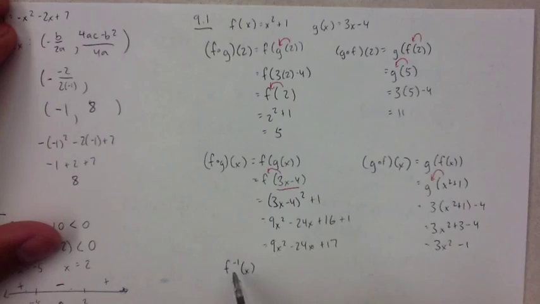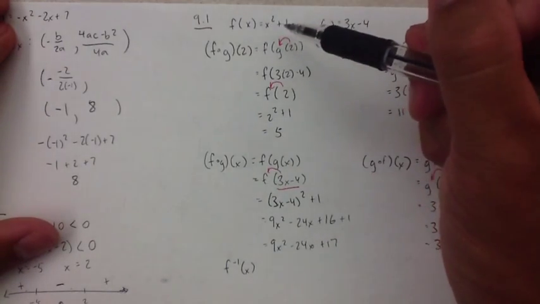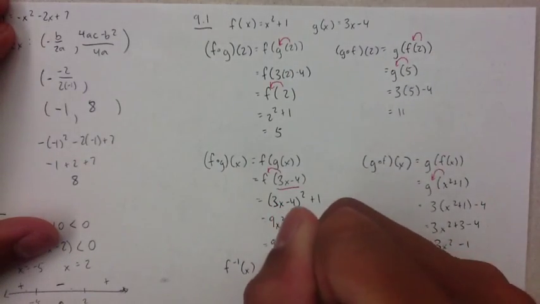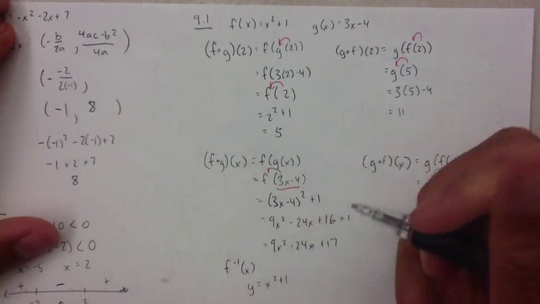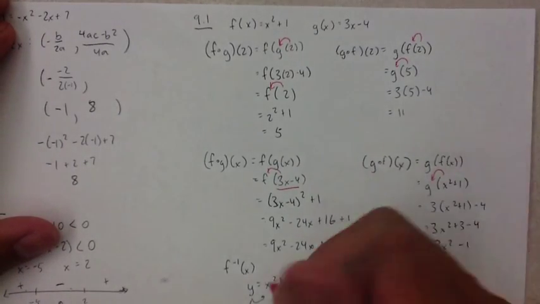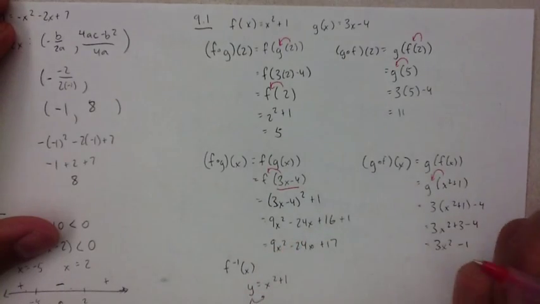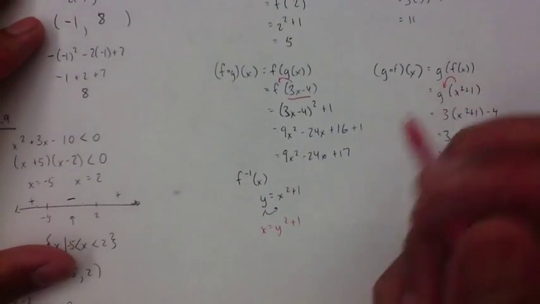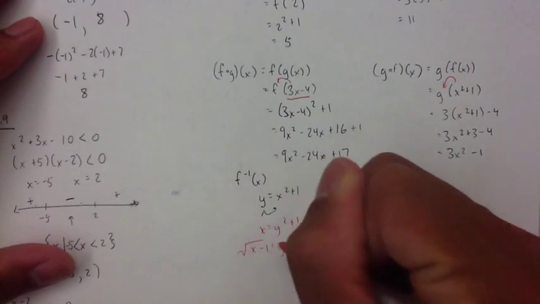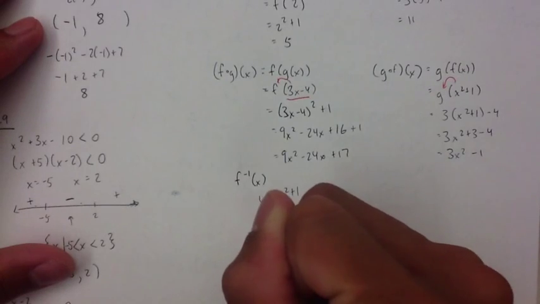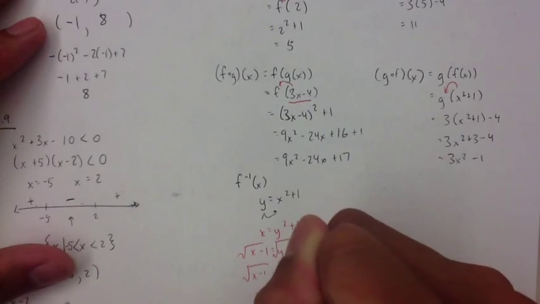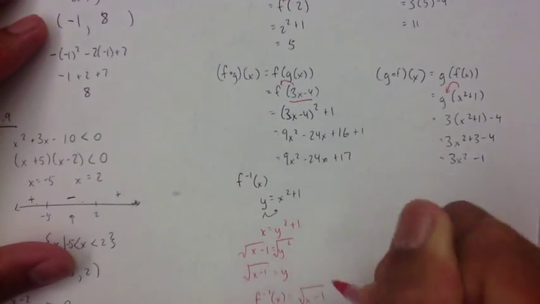Last type of problem is the inverse. So when you have f of x equals x squared plus 1, and I want to find the inverse of it, what I do is I'm going to replace the f of x with the y just to make my equation simpler. I'm going to switch the x's and the y's, and then I'm going to solve for y. So that means move the 1 over, square root both sides. So y must equal the square root of x minus 1. And that's the same as the inverse of x is the square root of x minus 1.